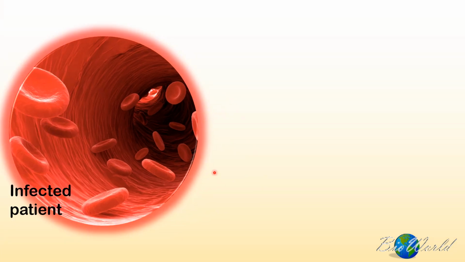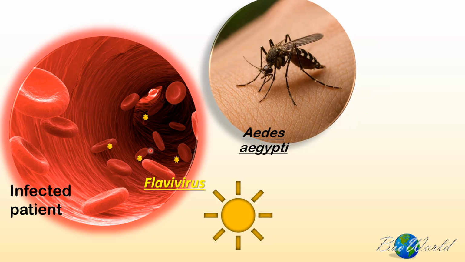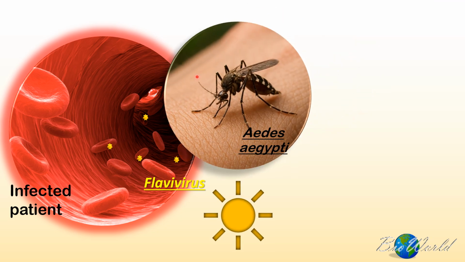How does a mosquito become infected? The story has to start with an infected patient. Patients with dengue will have flavivirus in their blood. Flavivirus is the virus that causes dengue. Now, in the daytime, Aedes aegypti come out to bite.